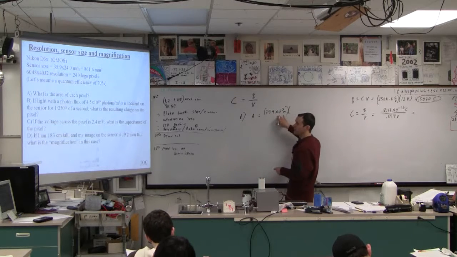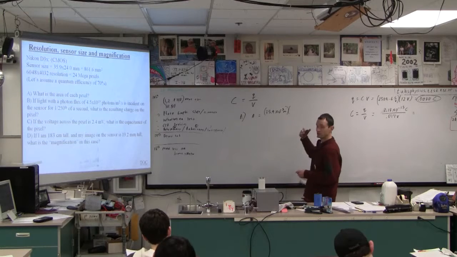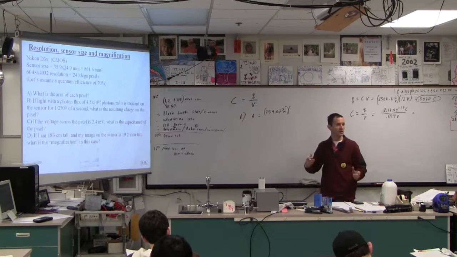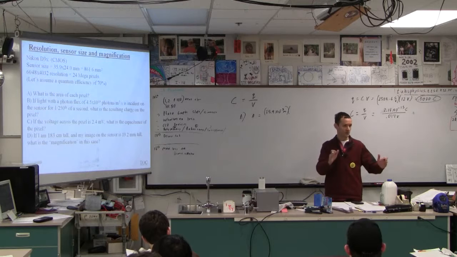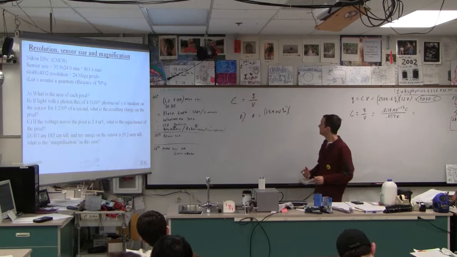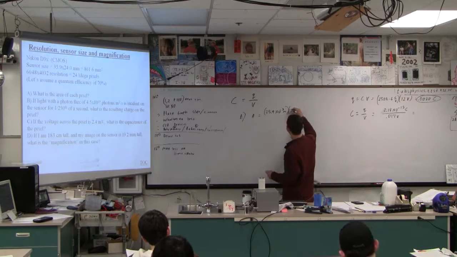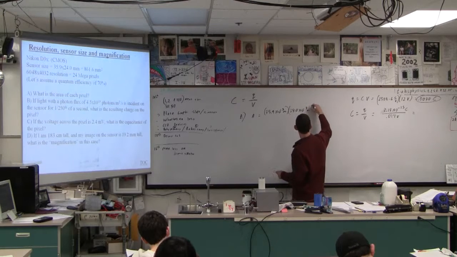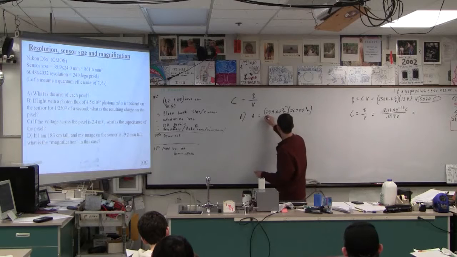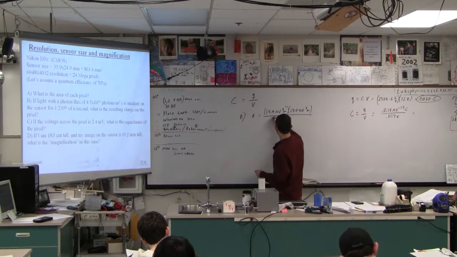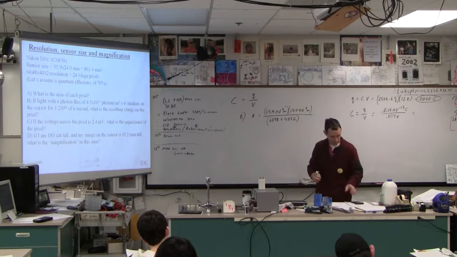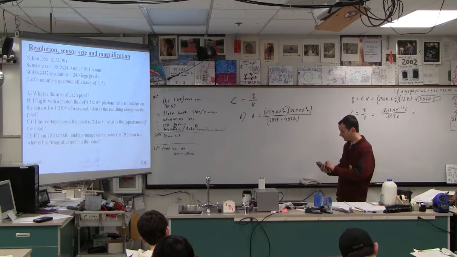And I do it this way. I don't try to convert square millimeters to square meters because most people don't know that there's a million square millimeters to a square meter. So it's 24.0 times 10 to the minus third meters. And then I'm going to divide that by the number of pixels, 6,048 by 4,032. That's got to be in parentheses, because if you don't do that, why?